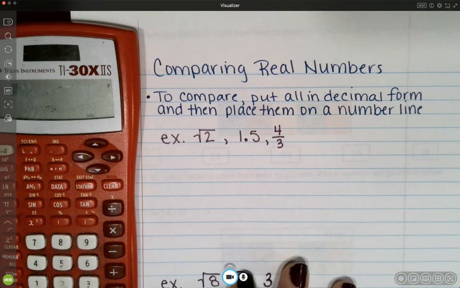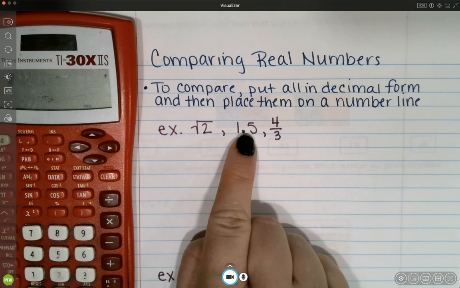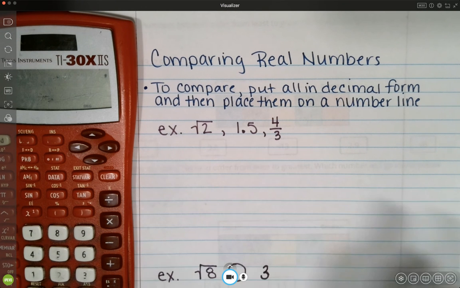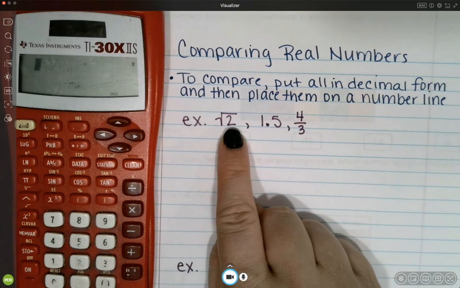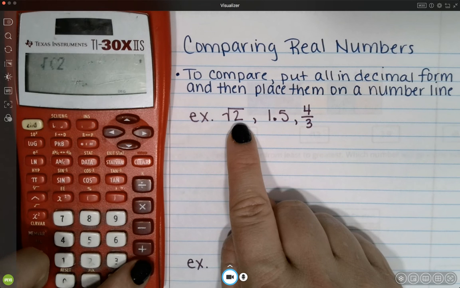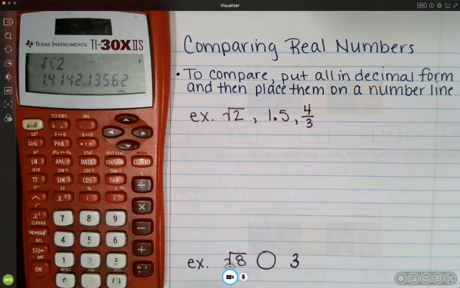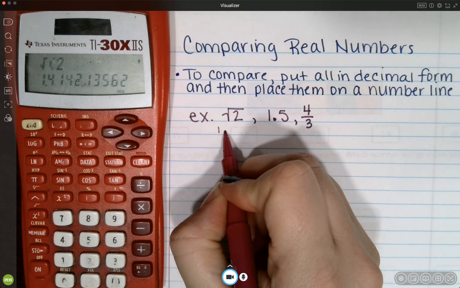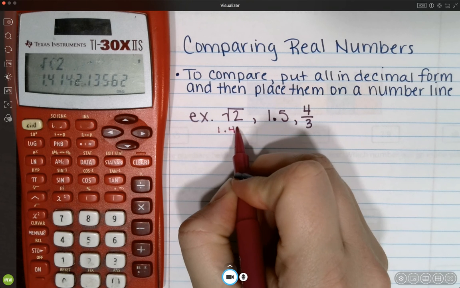Our first step is we're going to make all of these into decimal forms. In our calculator, we're going to type in the square root of 2. So we type in second, then x squared, because that's the opposite of square root, and then we type in our 2. And so we know that the decimal expansion of this is 1.414.